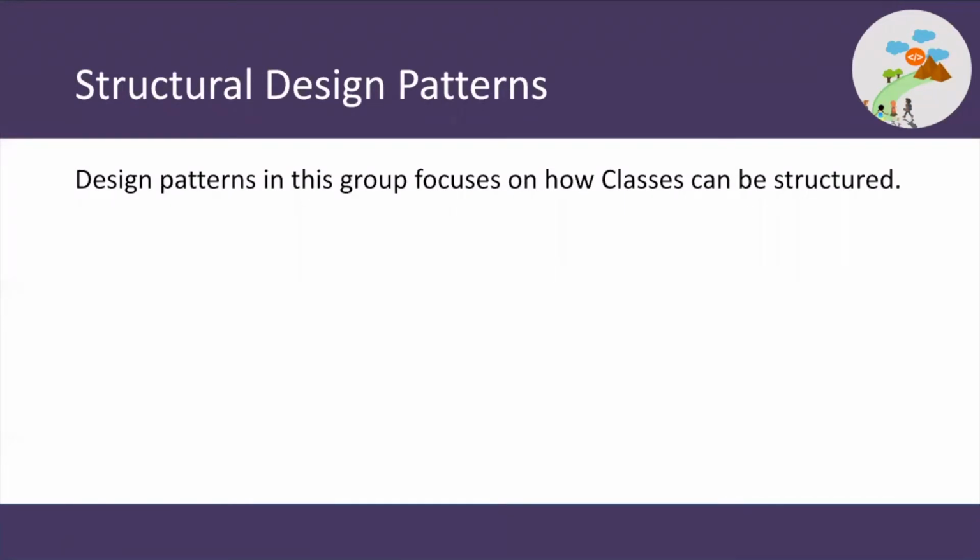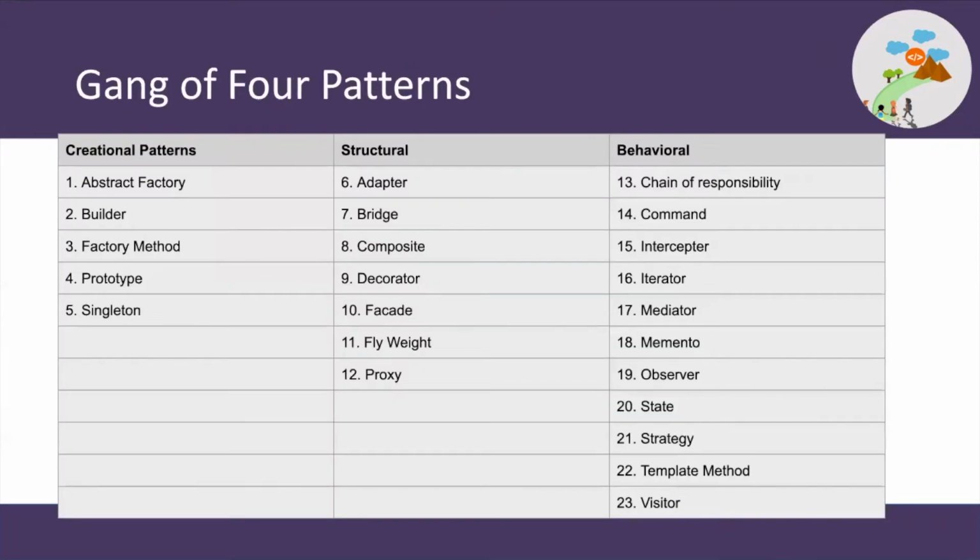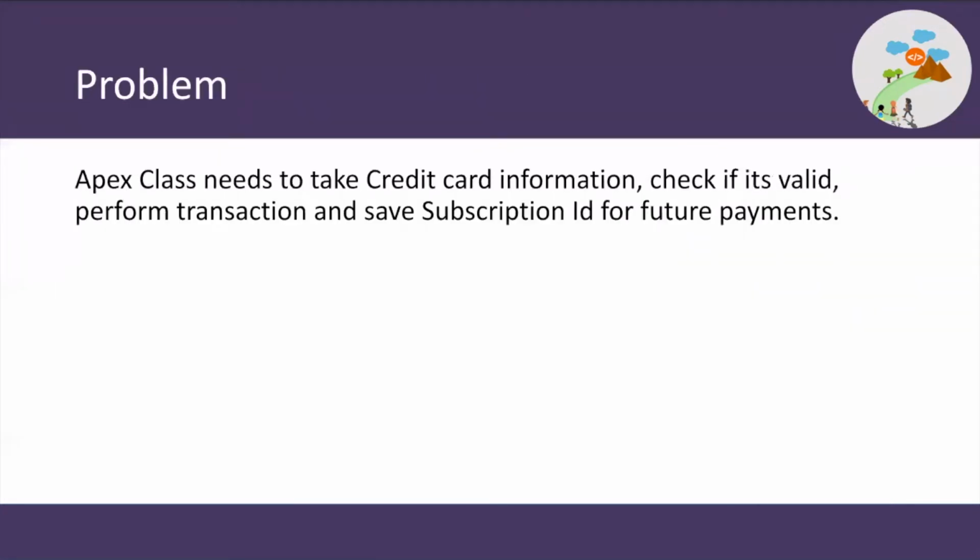Structural design patterns are the design patterns in this group which focus on how we can structure various classes. If we go back to this table, patterns 6 to 12 are all about how you structure your Apex classes in such a way that they are easy to maintain and easy to read. So let's try to understand a problem.